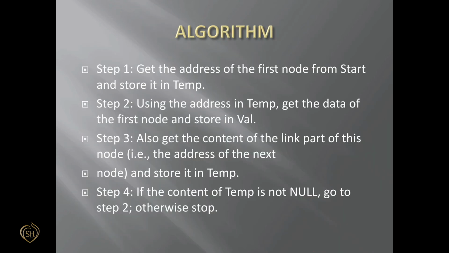Then the algorithm. See the algorithm. Get the address of the first node from the start and store it in temp. Using the address in temp, get the data of the first node and store it in value. Also get the content of the link part of this node, the first node, and store it in temp. If the content of temp is not null, go to step 2. I repeat this step, otherwise it will be stopped. This is the algorithm for traversing.